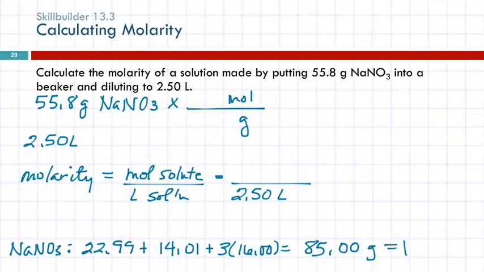Grams of sodium nitrate is equal to 1 mole of sodium nitrate. So 1 mole of sodium nitrate weighs 85.00 grams. The unit gram cancels out. So we've got 55.8 divided by 85.00.